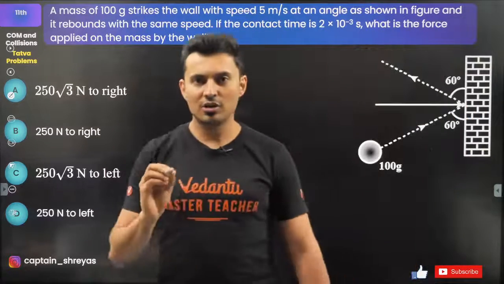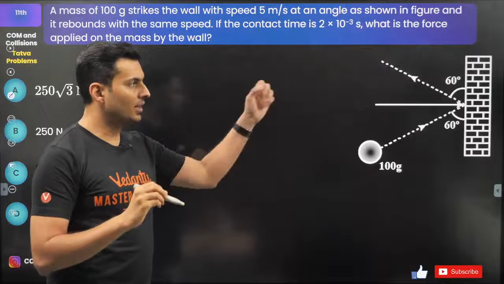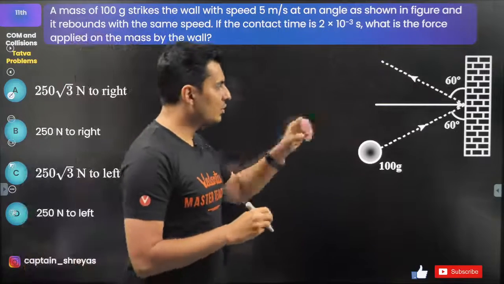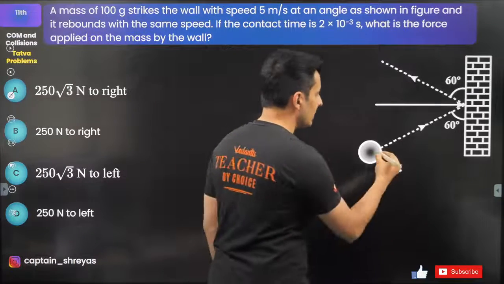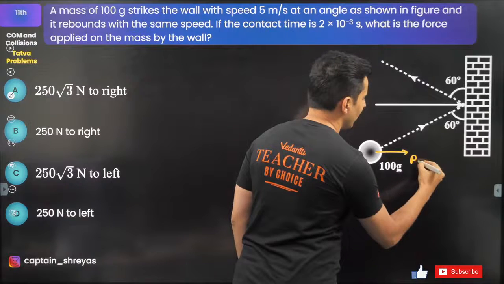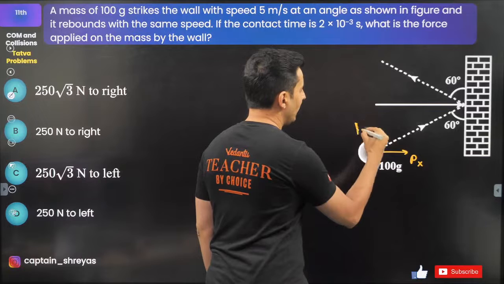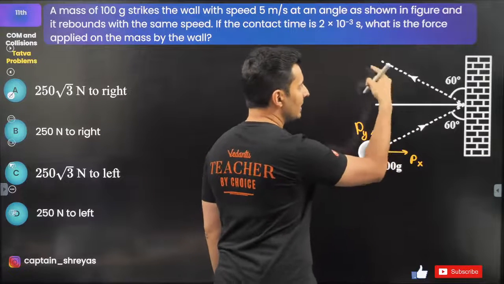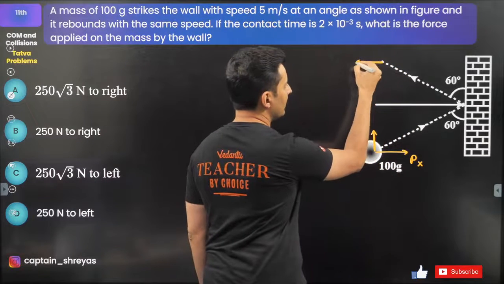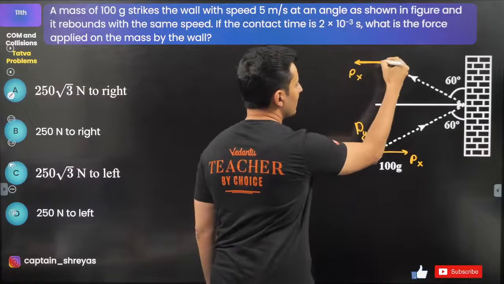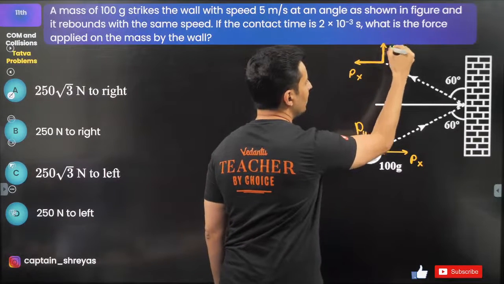Interesting question. So when the mass collides with the wall, the mass has two kinds of momentum. Like you can see, there is one momentum in the x direction. There is another momentum in the y direction. When it collides and comes back, this is the new x momentum. This is the y direction momentum.